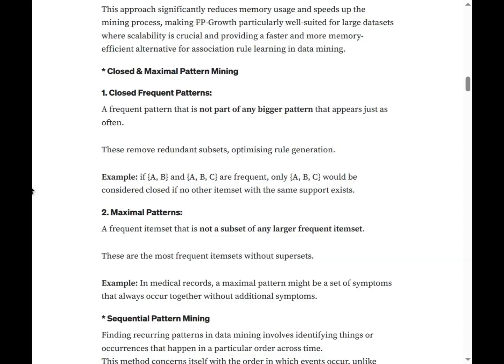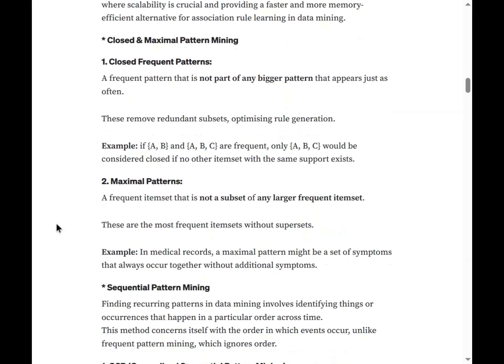So what is a maximal pattern then? Maximal patterns are the largest frequent itemsets without any supersets. A frequent itemset that is not a subset of any larger frequent set. It can be told in any of the ways. A frequent itemset that is not a subset of any larger frequent itemset, or the largest frequent itemset without any supersets. The example will be like in medical records, a maximal pattern might be a set of symptoms that always occur together without additional symptoms.